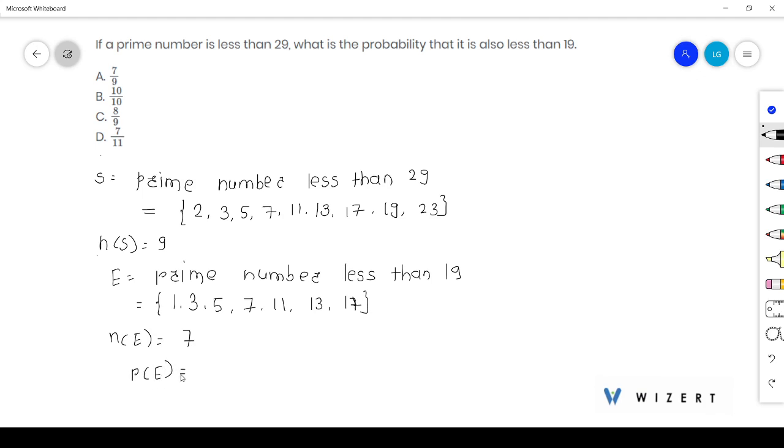So probability of getting a prime number less than 19 is n of E divided by n of S. It means 7 by 9. So our correct option is option A.